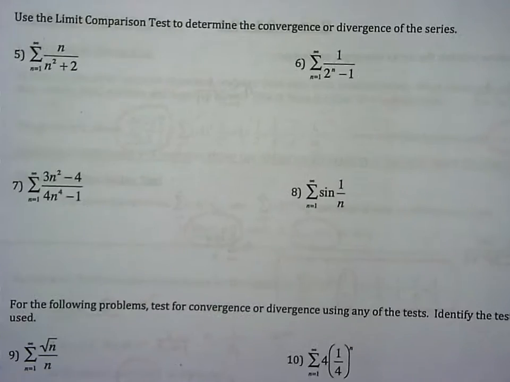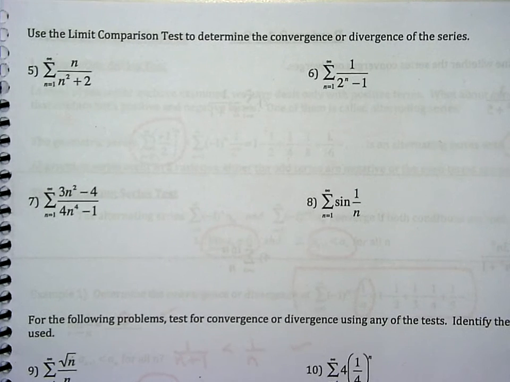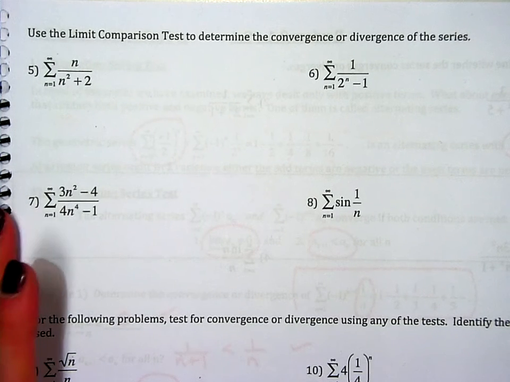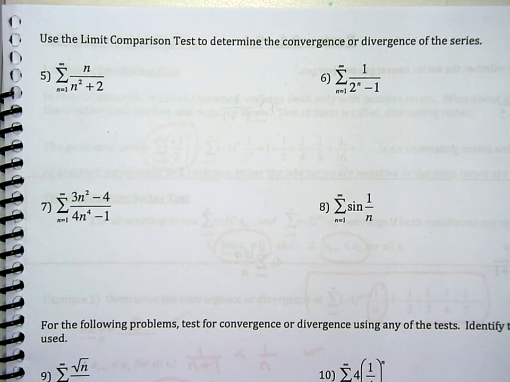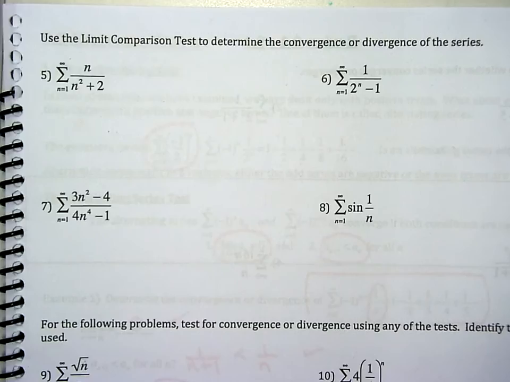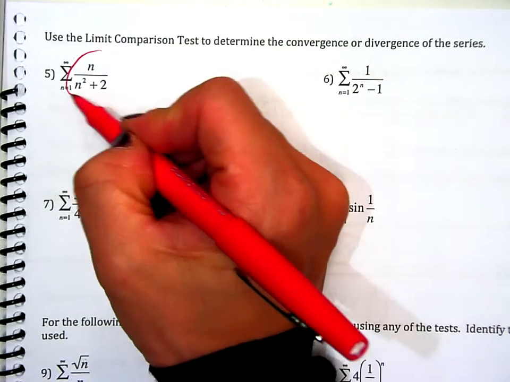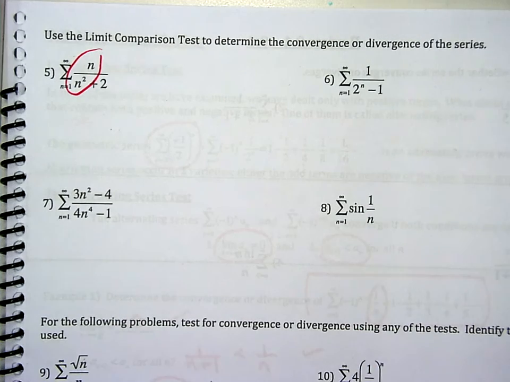Okay, here are some more examples on the limit comparison tests. So number 5. In order to figure out what I want to compare it to, I'm going to go ahead and pick the biggest power. If you have a fraction, the biggest power on the top, biggest power on the bottom, that determines how the graph is going to behave in the long run.